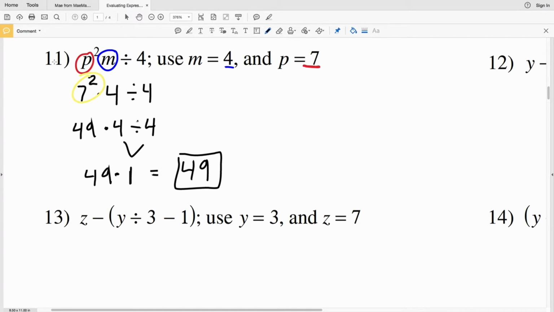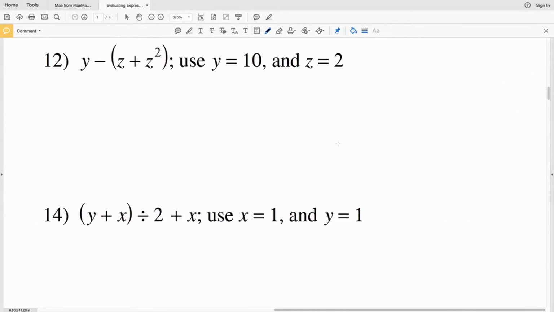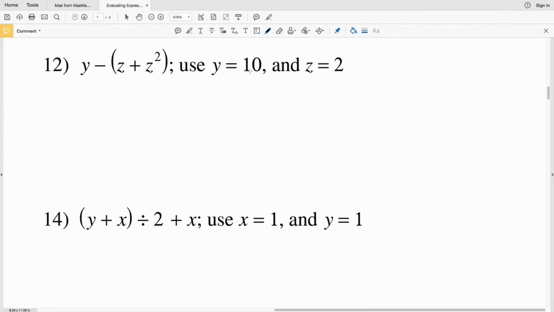So 49 is the answer for number 11. Let's go into number 12. 12 says that y is equal to 10 and z is equal to 2. So we're going to plug those values in for y and z in the equations. Y is 10 and z is 2. So 2 is actually going to be plugged in twice.